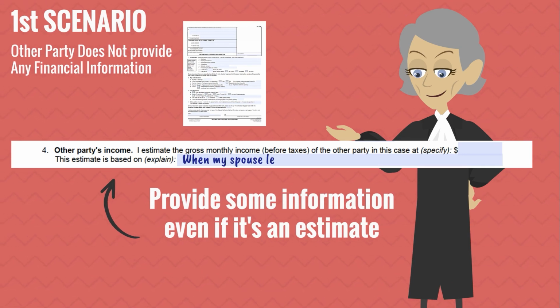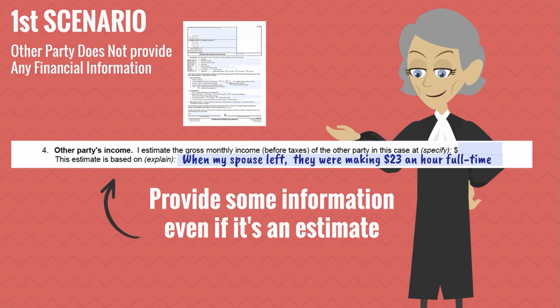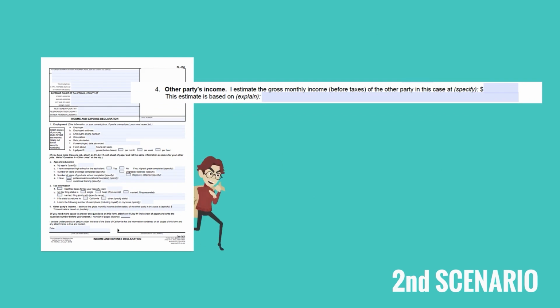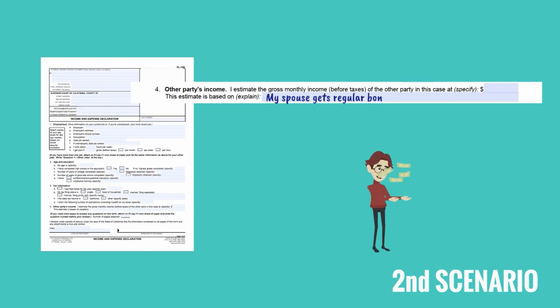For example, when my spouse left, they were making $23 an hour. The second scenario may be where the other party is basically intentionally suppressing their income. For example, you may have to tell the court that my spouse gets regular bonuses, but it's not reflected in their income and expense declaration.